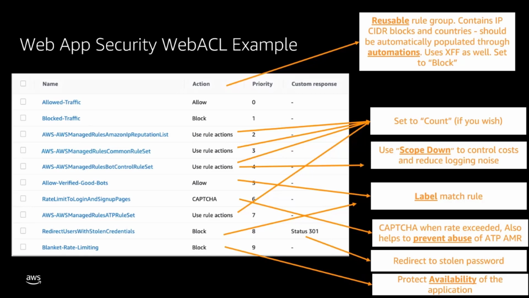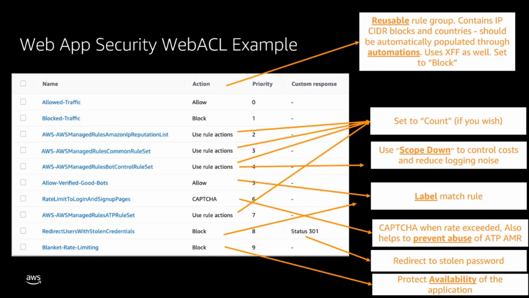After that, I'm using a stolen credential rule set. So I'm generating labels of the ATP rule set here, right? And then I'm creating another rule that says to redirect requests that come in with a label saying that they have used a stolen password. This is just an example here. It's for a specific use case.